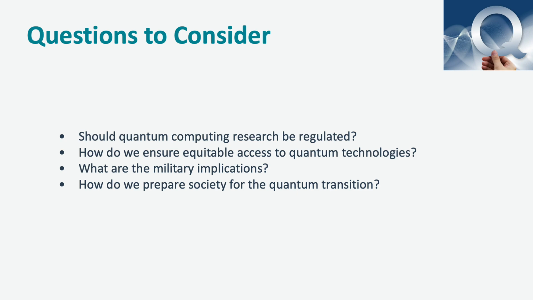Societies need to prepare for the transition to quantum resistant encryption and other quantum era technologies. This includes not just developing new technical systems but also educating the workforce, updating regulations and standards, and ensuring the public understands both opportunities and risks. These are not just questions for scientists and policymakers. They affect everyone.